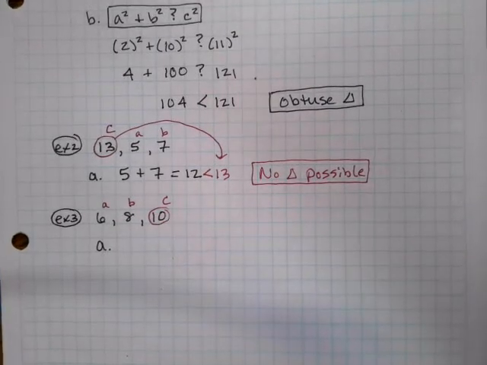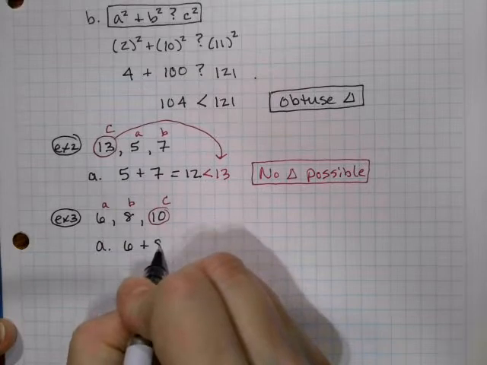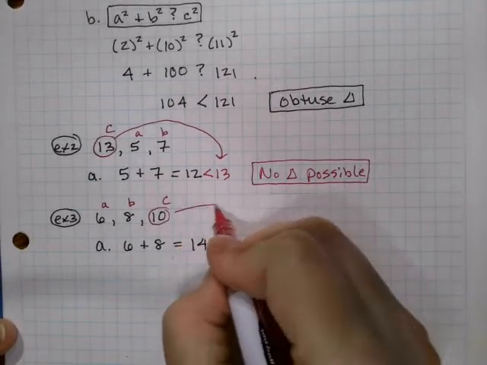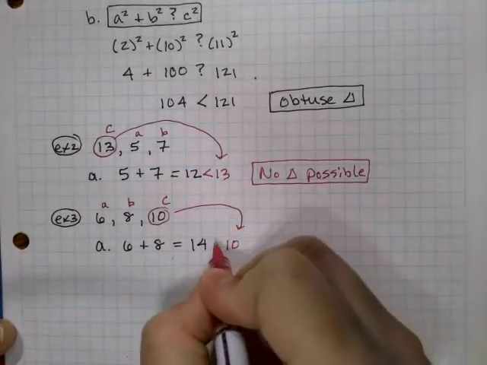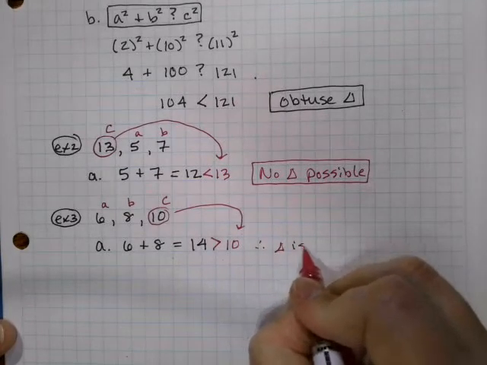To determine if a triangle is possible, add the smallest two sides, 6 plus 8, that is 14, and compare it to the third side, which is 10. 14 is larger than 10, so we know a triangle is possible.